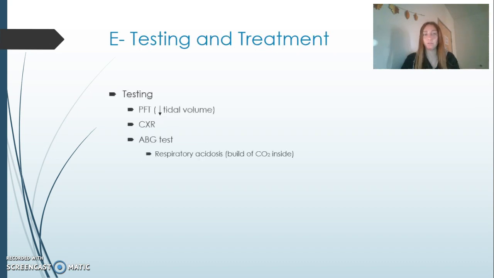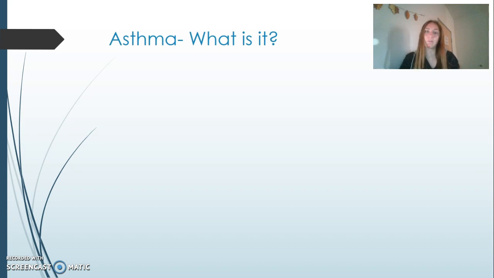Testing and treatment. Testing includes a pulmonary function test, but the tidal volume of their lungs will decrease, a chest x-ray, or an arterial blood gases test, which, as stated earlier, will show respiratory acidosis due to the buildup of CO2 inside. Treatment would be to first stop smoking, and by all means do not give a patient with emphysema oxygen, because it will lead to collapsed lungs.